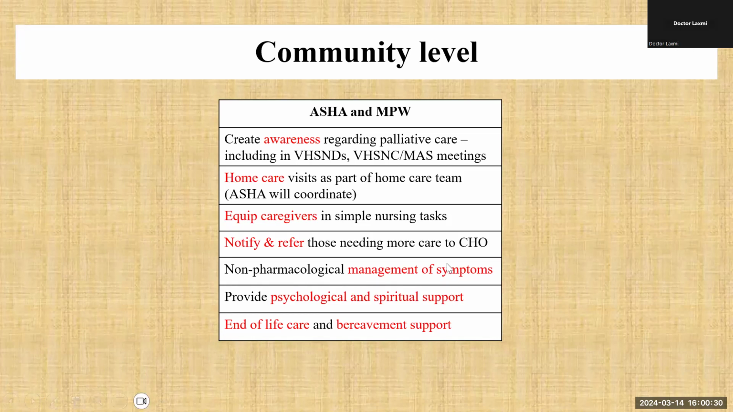Home visit care. Continue. As part of the home care team, Asha will coordinate. Okay. So we say that at least once a month for non-serious cases, or more often, weekly, for other cases, and the Asha will coordinate. But the home care visit is done in the house. The home care team we will talk about a little later.